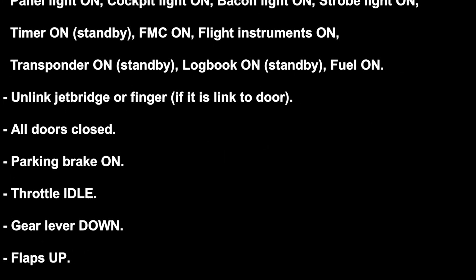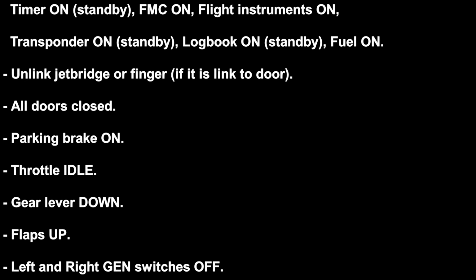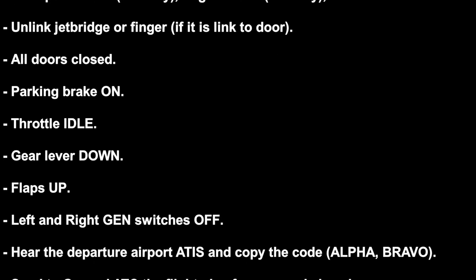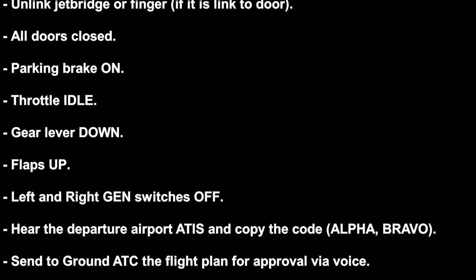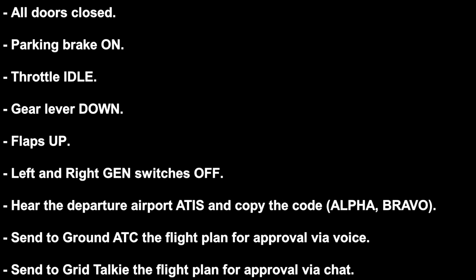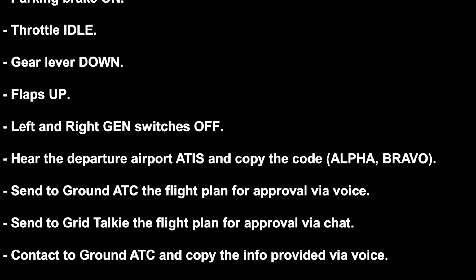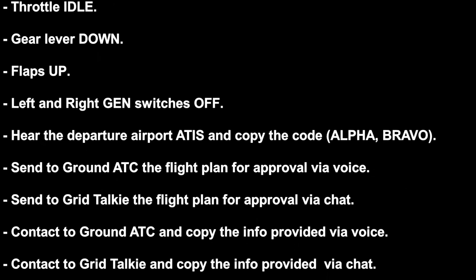All doors closed. Parking brake on. Throttle idle. Gear lever down. Flaps up. Left and right gen switches off. Hear the departure airport ATIS and copy the code, Alpha, Bravo.